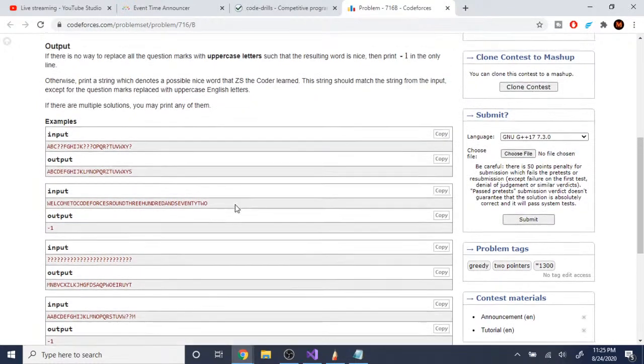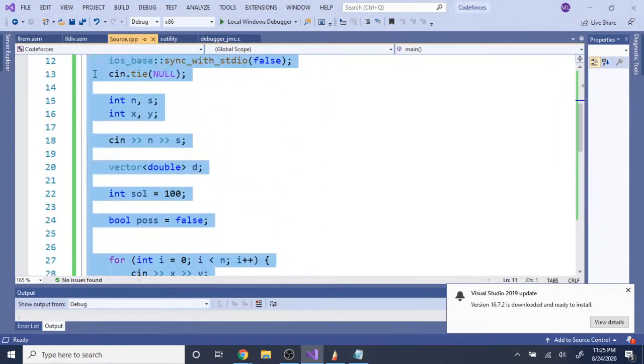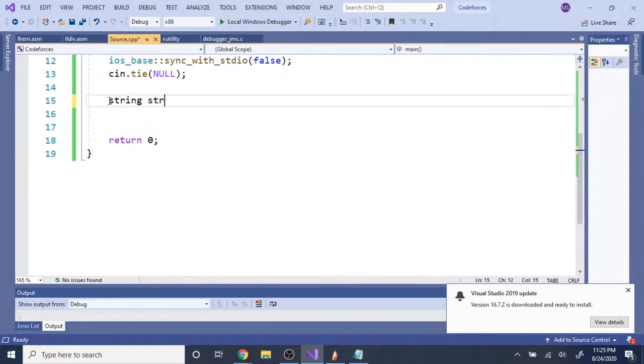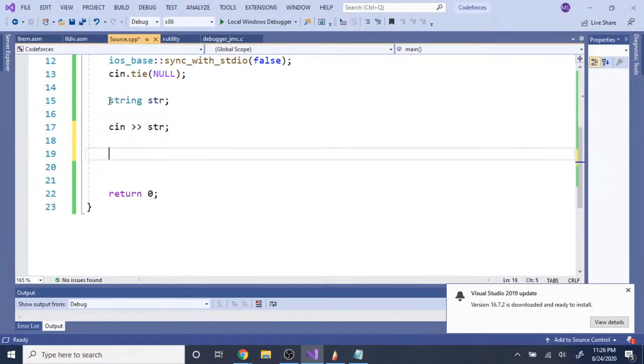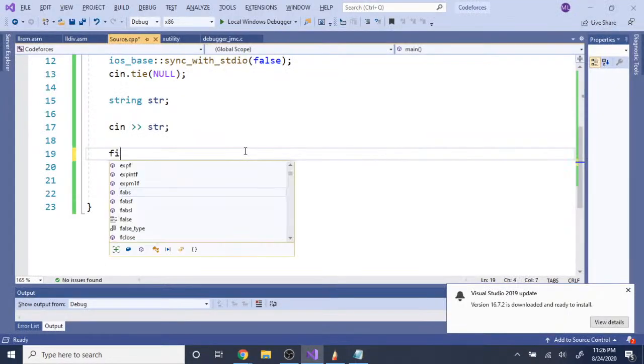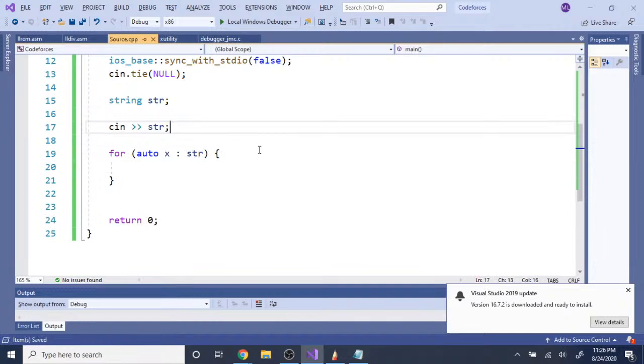So let's do that. All you have to do is just read in the string. So we just have to read in the string, str. Let's see. I'll go through every character. Okay, so we're gonna go through every character. I'm not gonna use a map. I'm gonna use an array actually.